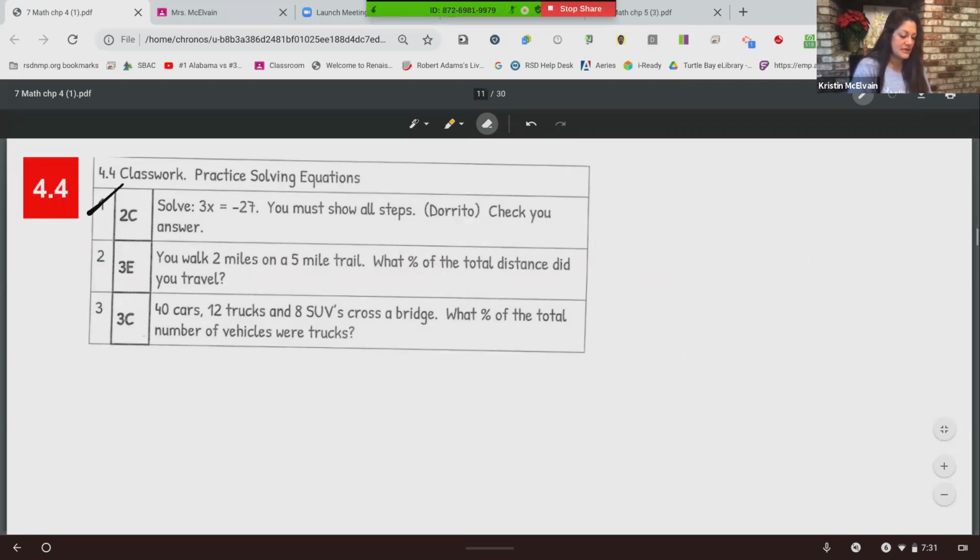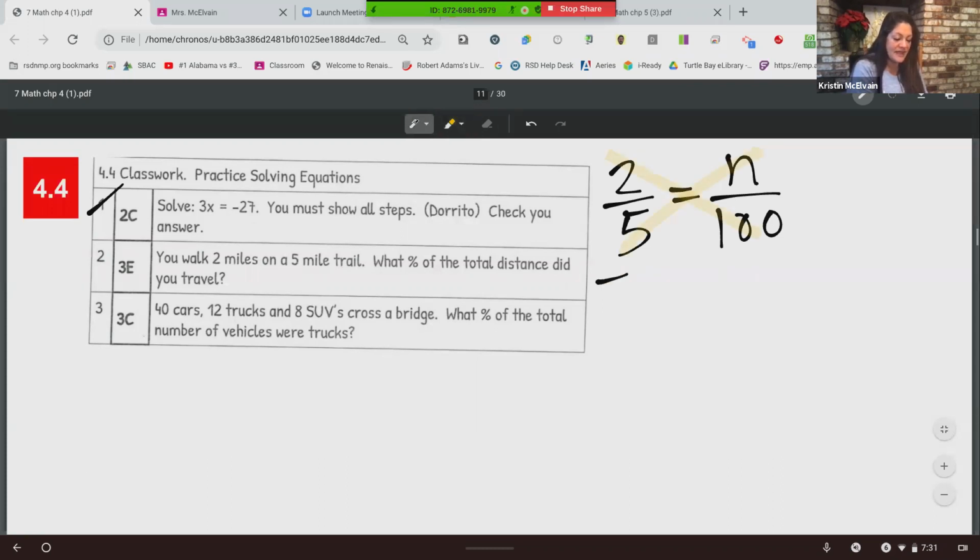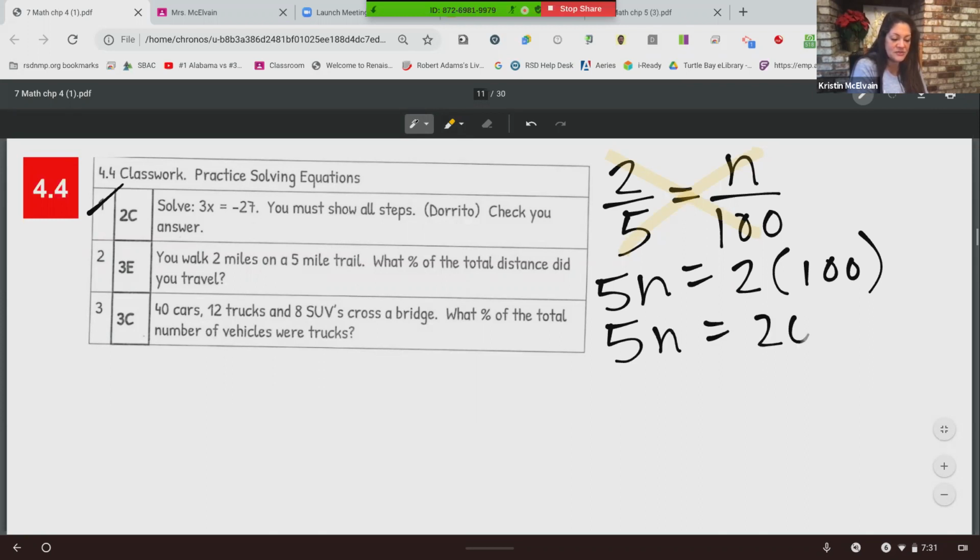Number 2 says, you walked 2 miles on a 5-mile trail. What percent of the total distance did you travel? Okay, so we are going 2 out of 5 miles. And remember, we set this up as a proportion. You could divide it that way, but we're going to say what percent, that's n out of 100. We're going to cross multiply. Gives us 5n equals 2 times 100, which of course is 200. So 5n equals 200. We're going to divide both sides by 5.